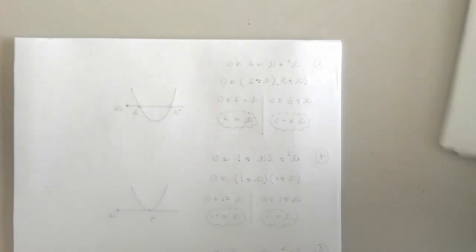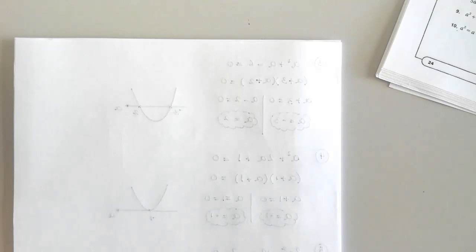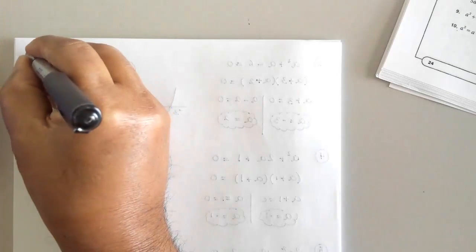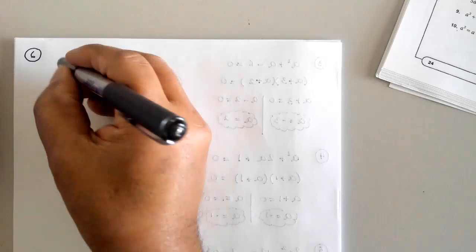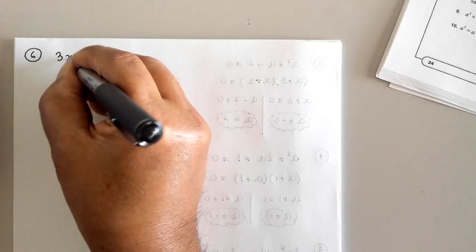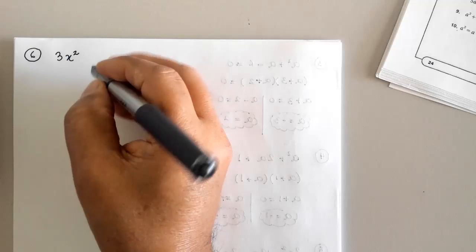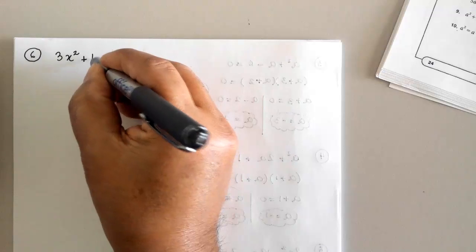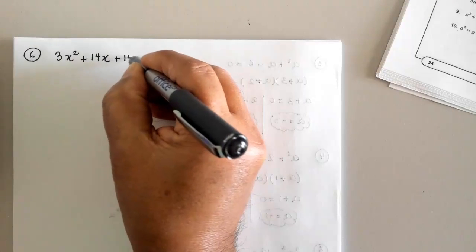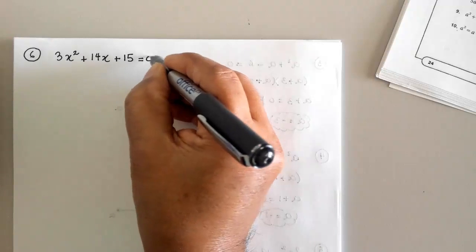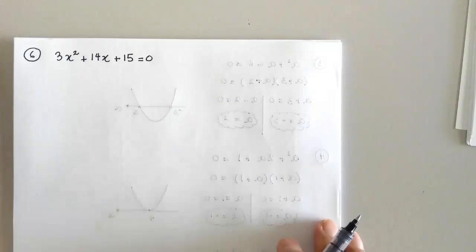Let's take another one. I think this is question number 6. In question number 6, we have 3x squared plus 14x plus 15 equals 0, and we need to find the answer for x.